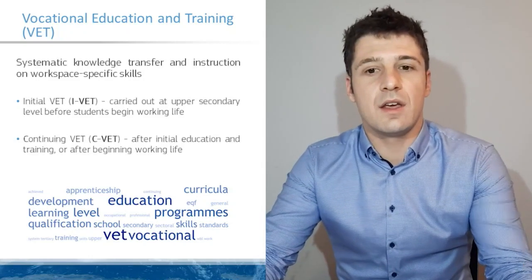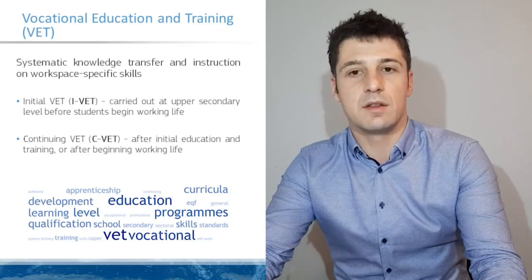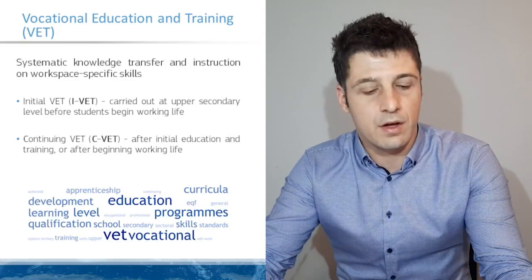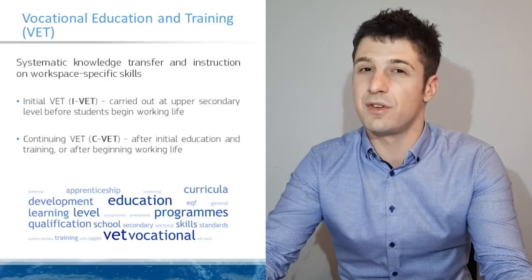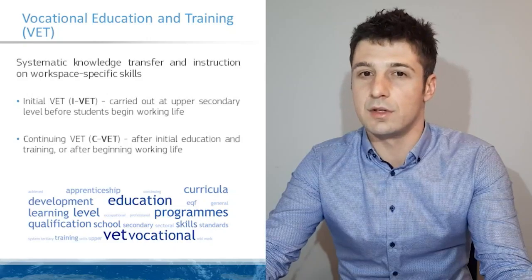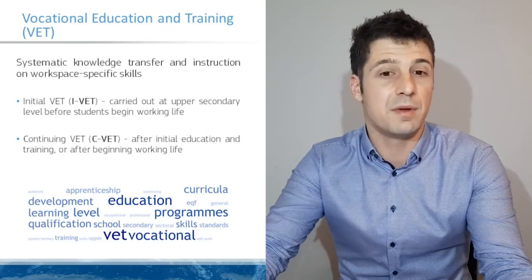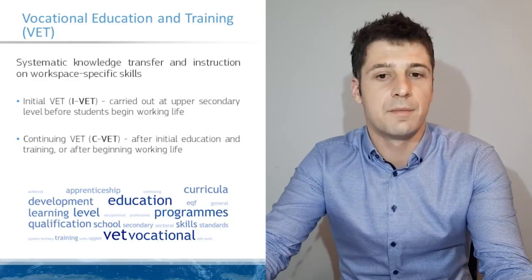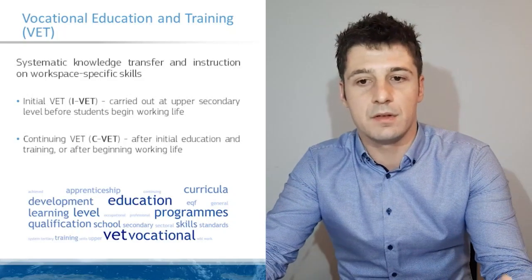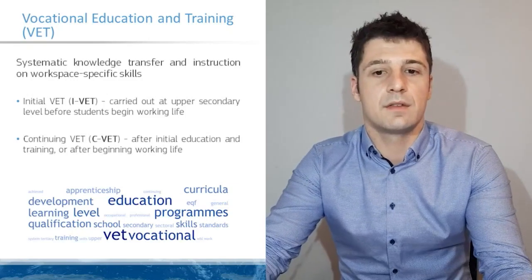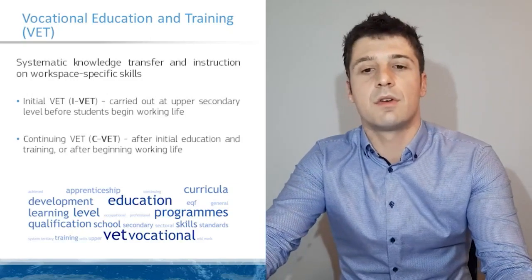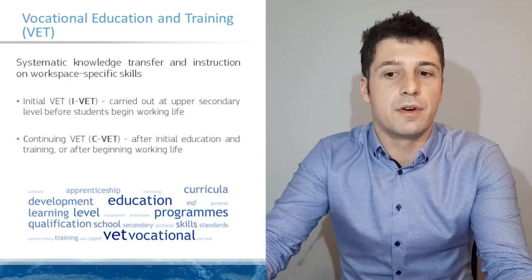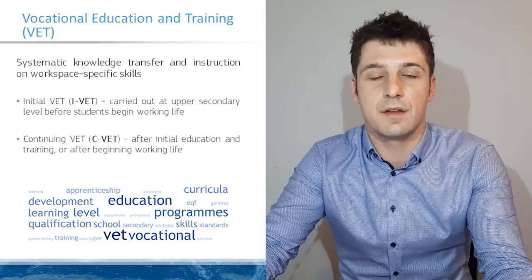So, vocational education is the education that prepares people to work as technicians. We can define it as a systematic knowledge transfer in a formal way and instruction on workplace-specific skills. There are different VETs across Europe, so different definitions may appear, but we can usually define two types of vocational education and training. One is initial VET, which is usually carried out at upper secondary level before students begin working life. It takes place either in a school-based environment, mainly in a classroom, or in work-based settings such as training centers and companies. On the other side, we have continuing VET, or CVET, that takes place after initial education and training or after beginning working life. It aims to upgrade knowledge, help citizens, and so on.